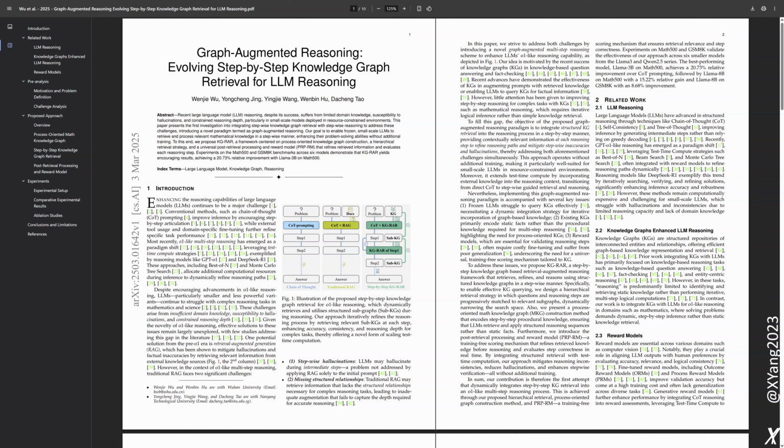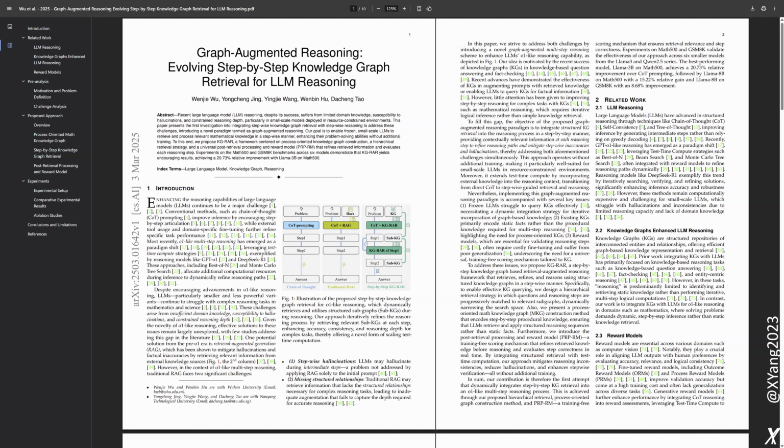All right, so get ready, because today we're going deep into some really fascinating AI research that could totally change how we think about how AI thinks. We've got this paper. It's called Graph-Augmented Reasoning: Evolving step-by-step knowledge graph retrieval for LLM reasoning. It's quite a title. It is, right? Like a mouthful. But trust me, the ideas in this paper are way more exciting than that super long title. Oh, absolutely. It is a fascinating paper. Those authors, Wenjie, Yongcheng, Yingjie Wang, Wenbin and Dacheng, they're really onto something here with this research.